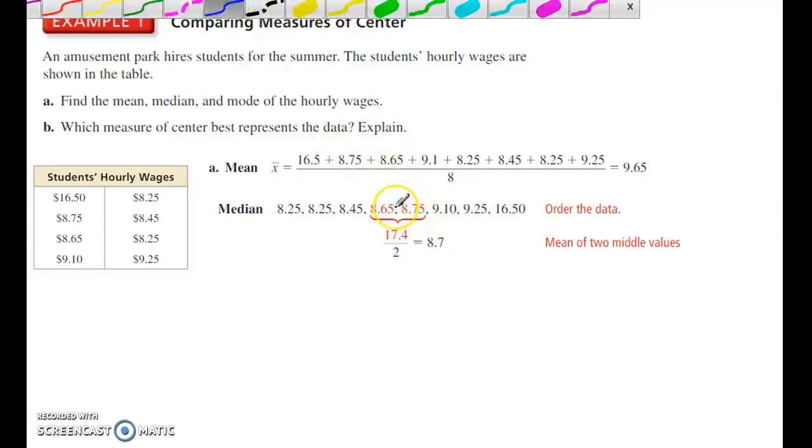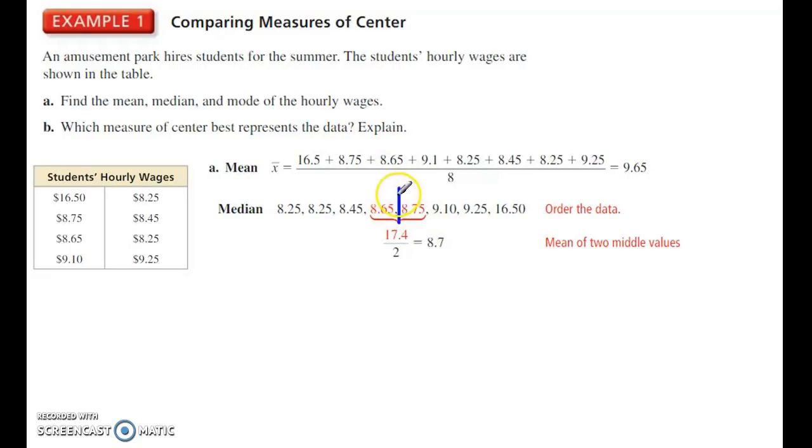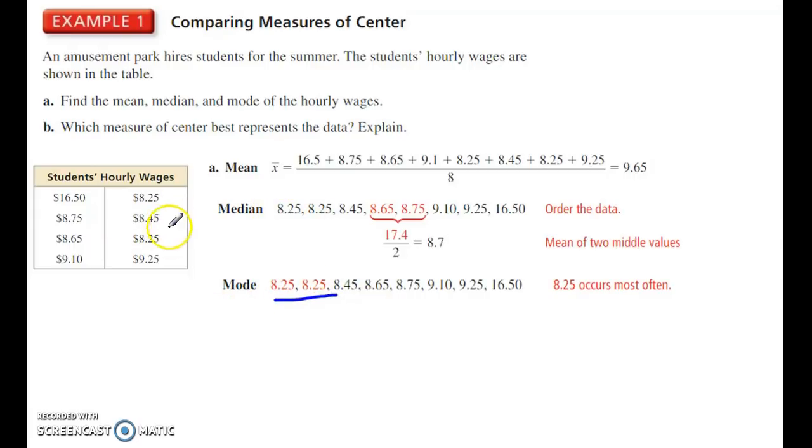The median, we put them in numerical order, and then we find the middle. The middle would be right here, but there is no middle number because there are 8 values, so we take the middle 2 and average those out. Add them up, divide by 2, you get 8.7. And then the mode is the number that occurs most often. That's these first 2. So 8.25 occurs most often.